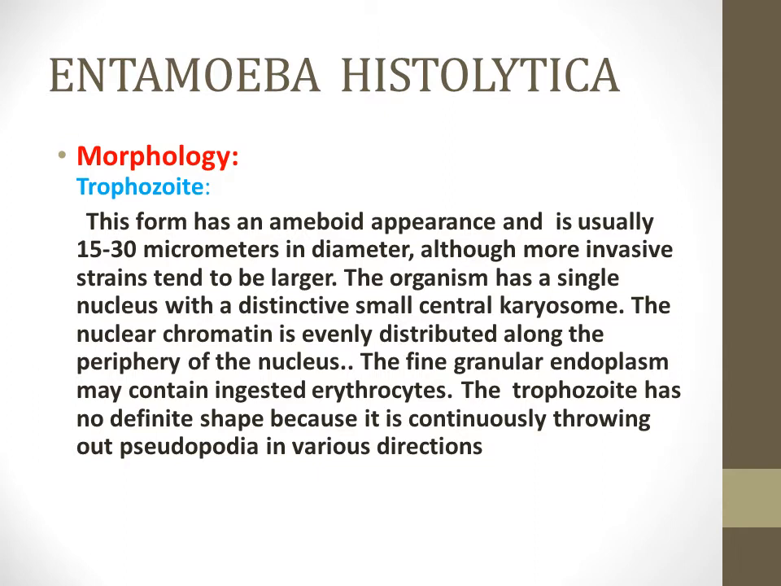The ectoplasm of the trophozoite also contains ingested erythrocytes, or RBCs. The trophozoite does not possess any definite shape because it is continuously throwing out pseudopods, the food processes, in different directions.